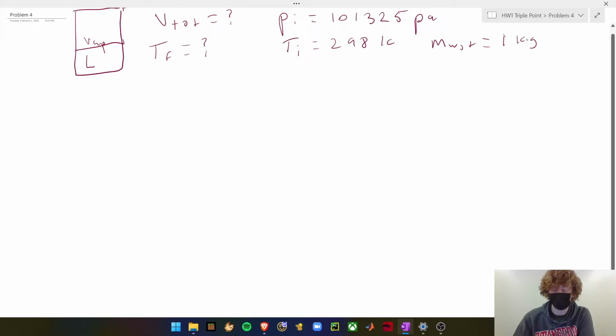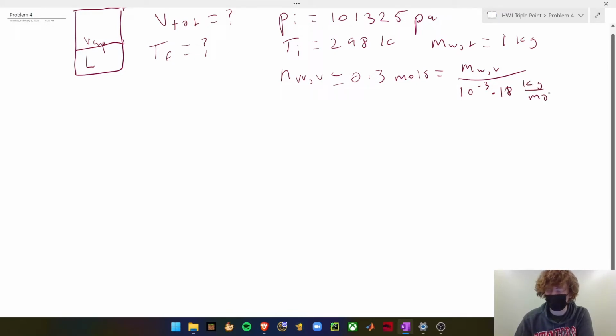And we know that the number of moles of vapor water after the system has been heated is 0.3 moles. And this can also be expressed in terms of the mass and the molar density. So we have mass of water in the vapor phase divided by the molar density of vapor water, or 10 to the negative 3 times 18 kilograms per mole.